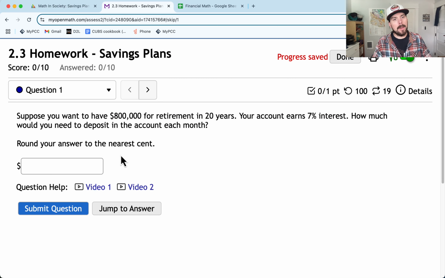Starting off with the first problem in the homework, we have a future value of $800,000 in 20 years. It's earning 7% interest, and we have monthly deposits. So we'll look at it as monthly compounding as well.